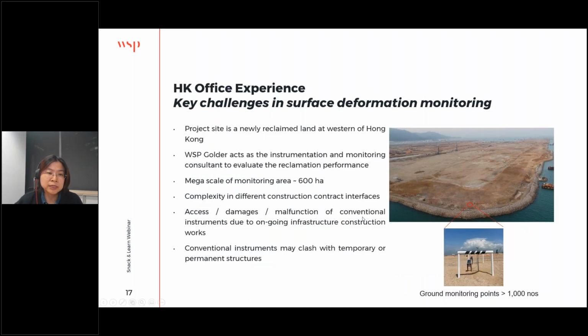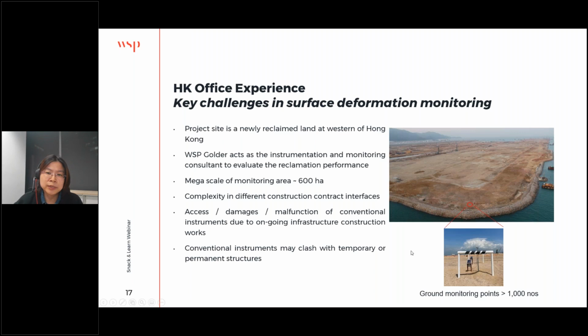So today I'll take this opportunity to share with you some of our experience in the Hong Kong office. This project is a newly reclaimed land at the western side of Hong Kong. WSP Golder acts as instrumentation and monitoring consultant to evaluate the reclamation's performance. It's newly reclaimed, so we anticipate ongoing settlements and also future development.